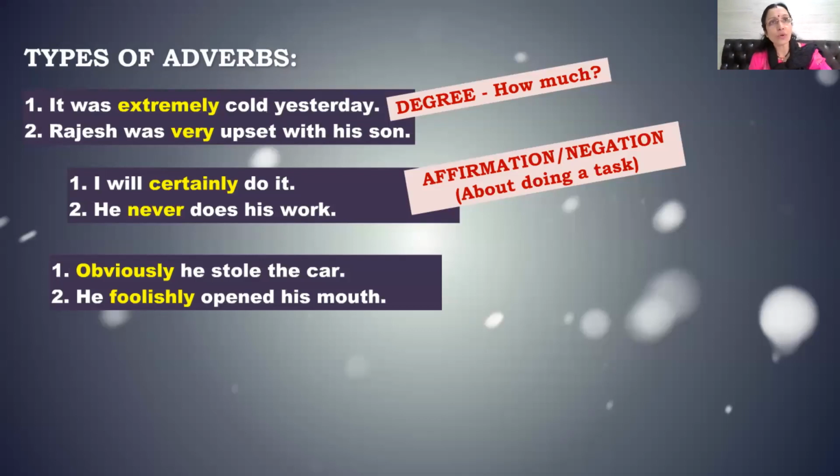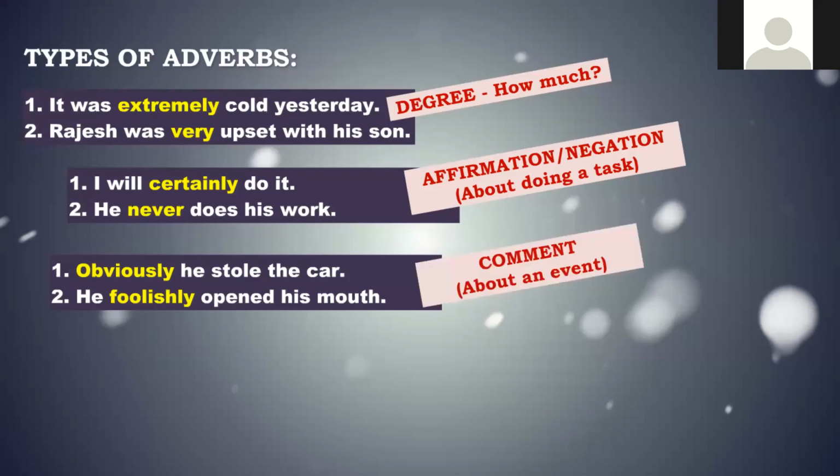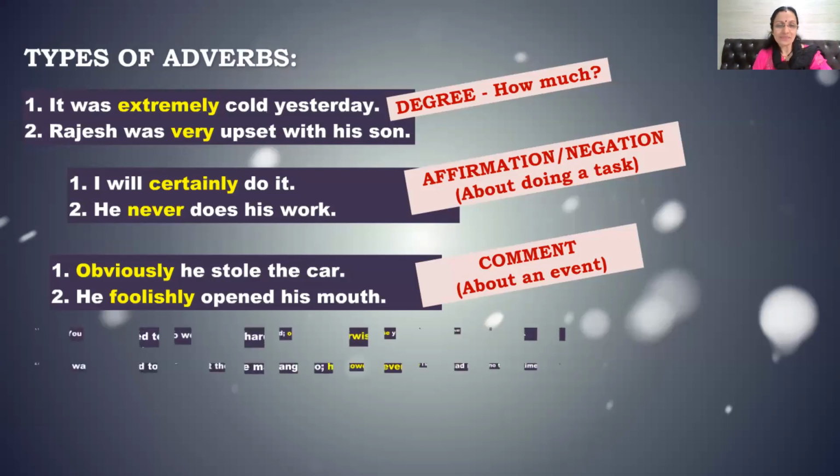He opened his mouth was okay. He foolishly, it's your comment that you're giving. Somebody else may say he wisely opened his mouth. The same thing. So this is a comment. These are words used as adverbs, but you're commenting on the action. Without these words it would also make sense, but you are putting your personal comment in. Okay, it's about an event.